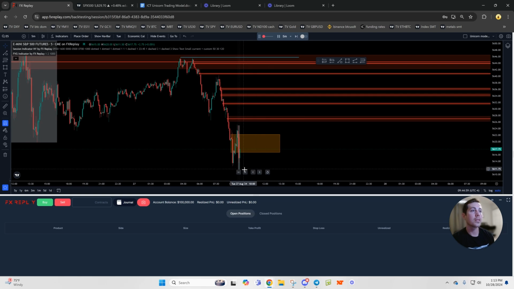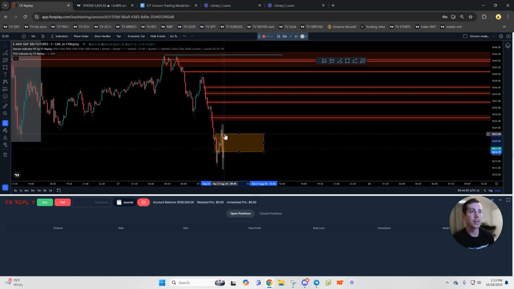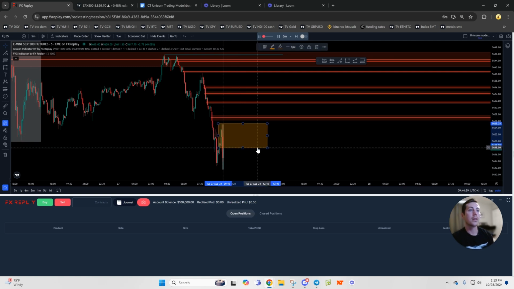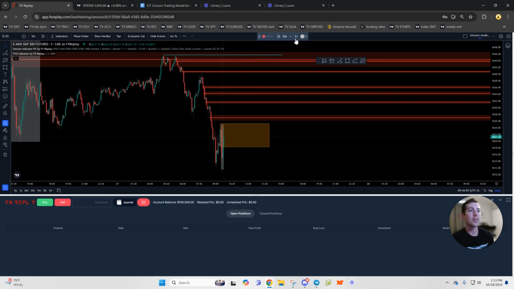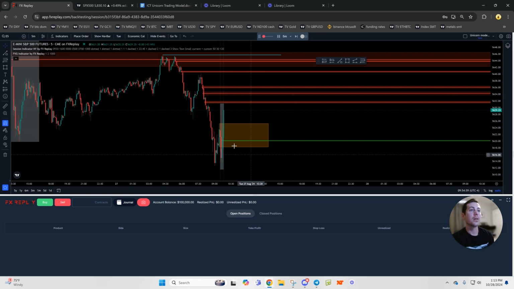Okay, and now, since we've made a lower low here, I'm going to adjust the breaker to basically be this last green candle we had right here. So basically the last green candle before we manipulate it to the downside. So we have a breaker there. Let's see if we displace to the upside. Okay, now we have moved to the upside.